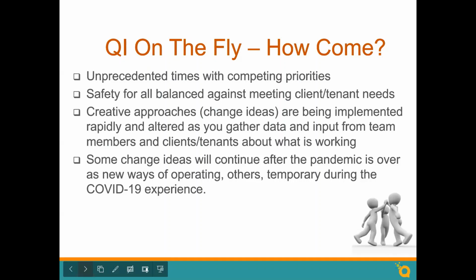This is a recap of the impetus for our QI on the Fly web series. As we all know, we're living in unprecedented times with many competing priorities. We know that a lot of agencies are balancing safety for everybody, staff, clients, tenants, and family members, with delivering program services that are essential to those that we're honored to serve. We are hearing of creative approaches, which are essentially change ideas that are being implemented very quickly in a rapidly evolving environment. They're being changed as you gather data and input from your team members, clients, and tenants about what changes are working and what need further tweaking. Some of these change ideas will continue after the COVID pandemic is over as a new normal, if you will, and others are more relevant to our current environment and won't continue beyond COVID-19. Let's go to the next slide.